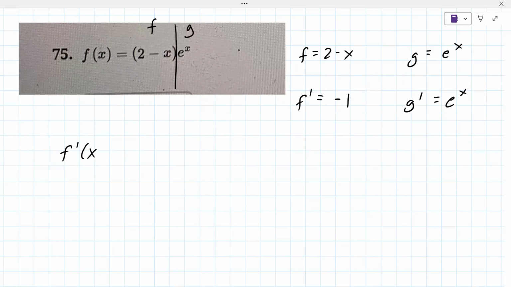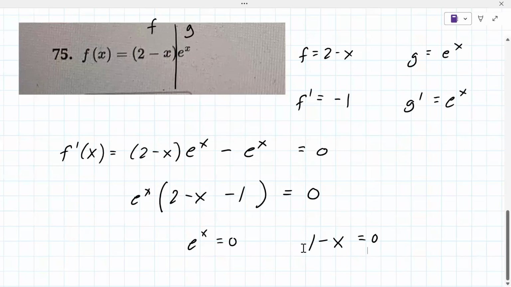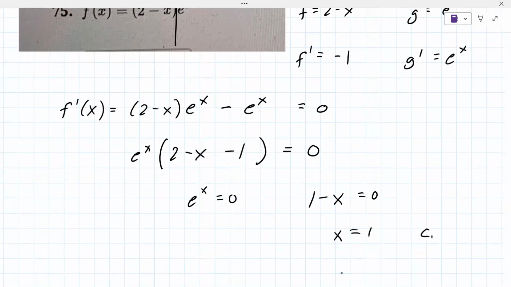So the derivative here, f prime of x, is 2 minus x times e^x, minus e^x. So the -1 times e^x becomes this. And since we do want to set this equal to 0, we're going to simplify, or in this case, factor out an e^x. So you have 2 minus x minus 1. And you set both of these equal to 0. You set 1 minus x equal to 0. The 2 minus the 1 becomes 1. So you get x equals 1 as your critical point. Okay.